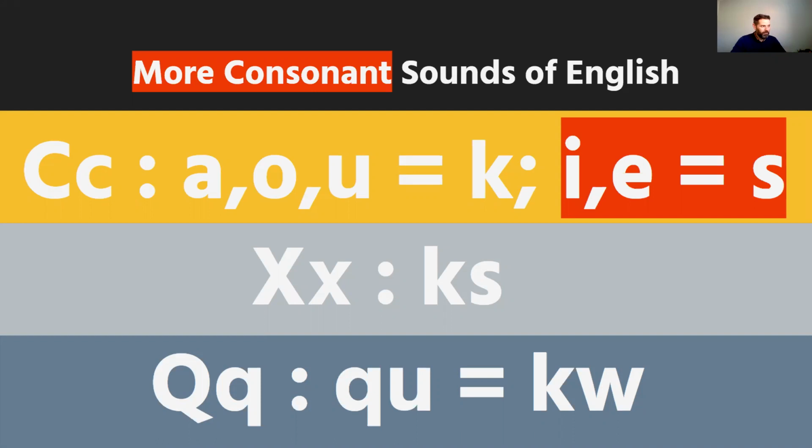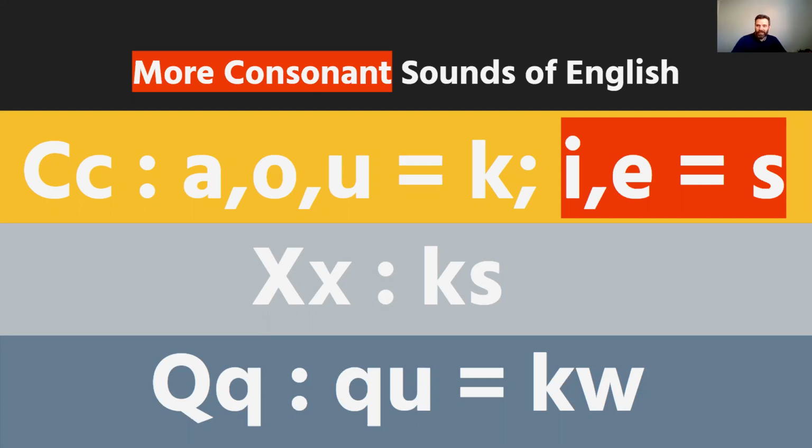First, the sound represented by the letter C. Now, C actually makes 2 sounds. When C is followed by the letter A, O, or U, it tends to make the K sound, K. But if it's followed by what we call maybe a soft vowel, I or E, then C tends to make the S sound, S.